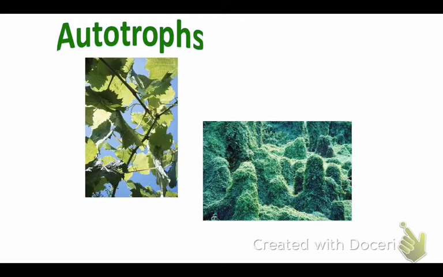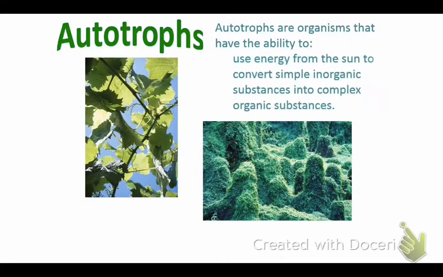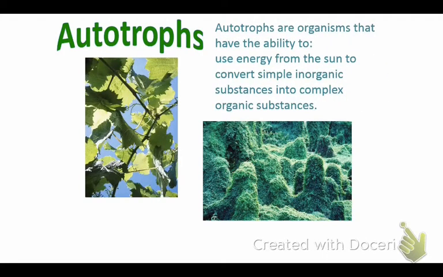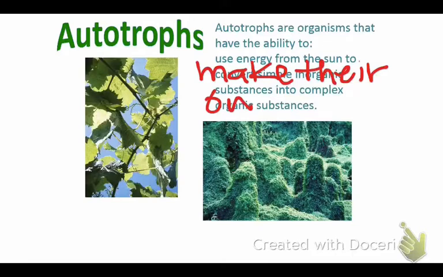All right, autotrophs. Do we know what autotrophs are? Yes. Very good. They make their own food. So autotrophs are organisms that have the ability to use energy from the sun to convert inorganic substances into organic ones. If you don't want to type that whole thing, you can just say autotrophs make their own food.